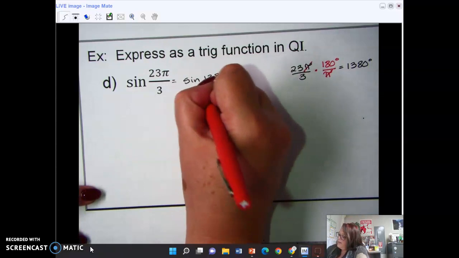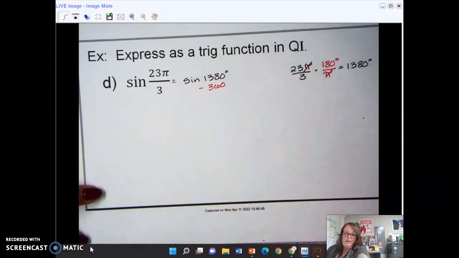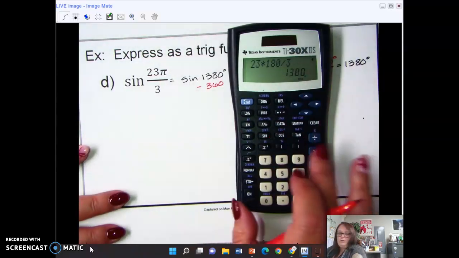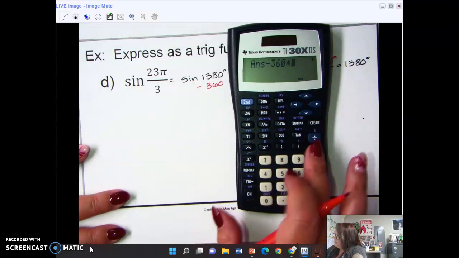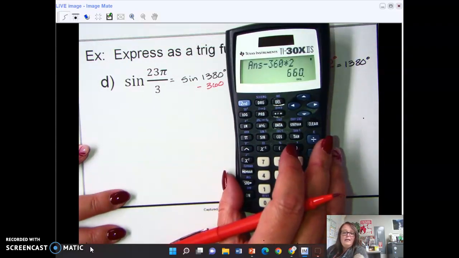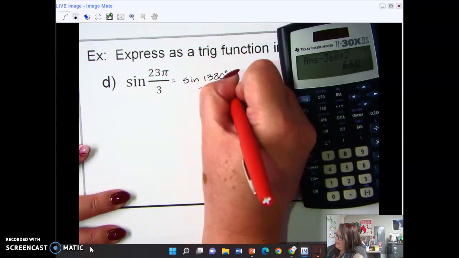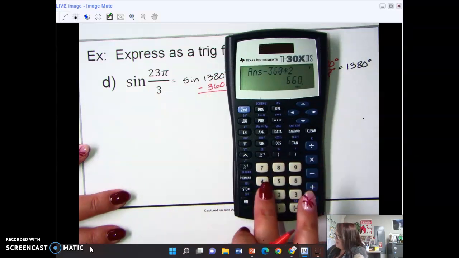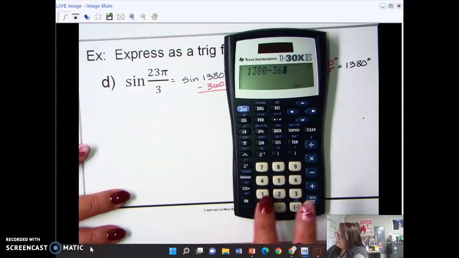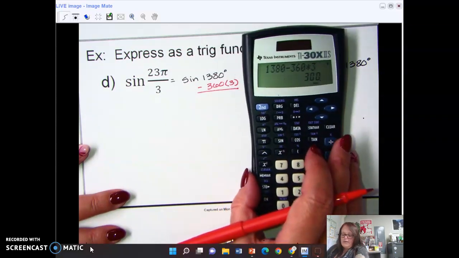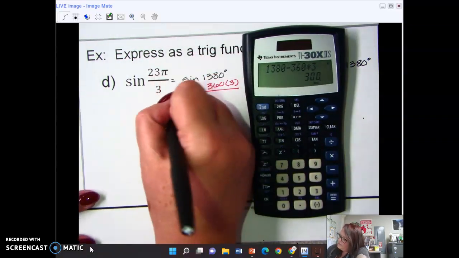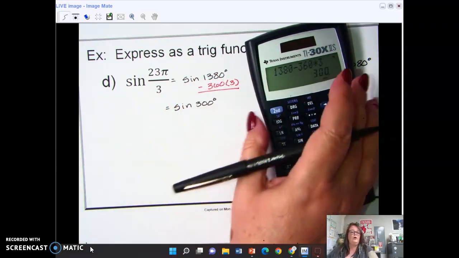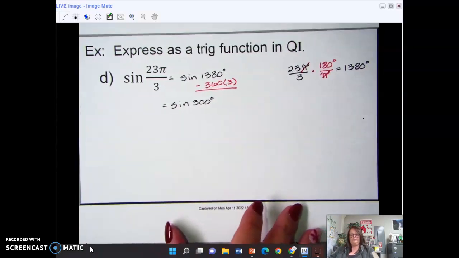Now, if I subtract 360 from this, that's not going to be enough. And I don't even think if I double that, it's going to be enough. So let's take a look. If I subtract 360 times 2, I'm still outside of 1 revolution. So I think I'm going to have to multiply it by 3 to get inside 1 revolution. So 1380 minus 360 times 3 gives me 300 degrees. That is a single revolution. So this is equivalent to the sine of 300 degrees. Those are coterminal angle measures.